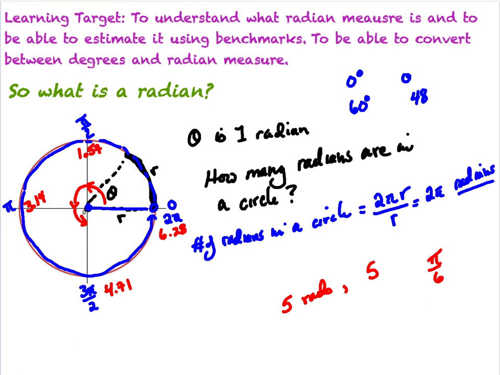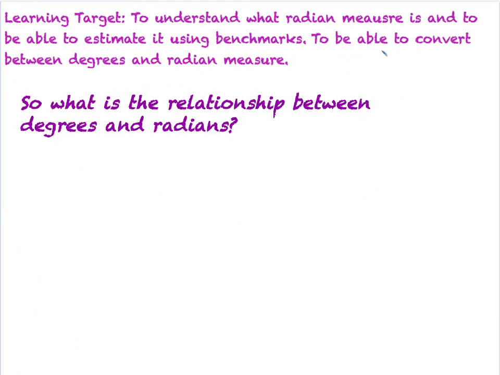Okay? So another part of this learning target is to be able to convert between degrees and radian measure. And so in order to do that, we need to kind of formulate a scale factor or some sort of a ratio between the two. And we've already kind of come up with that if you think about it, because we know that there's 2 pi radians in every circle, and we also know that there are 360 degrees in every circle. So if we take that proportion and we just divide both sides by 2, we end up getting pi is 180 degrees. So pi radians is 180 degrees.